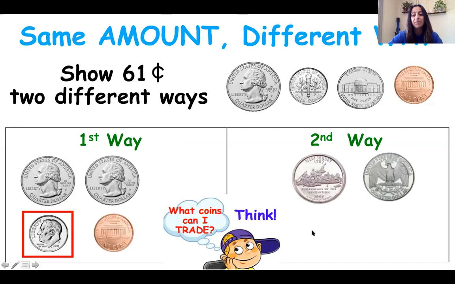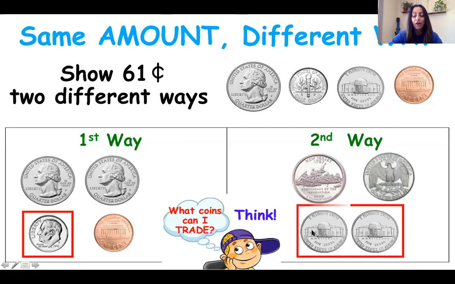So over here, instead of a dime, I'm gonna take 1 nickel and 2 nickels because that together equals the same thing as this dime. This is 5 cents and 10 cents, and this is also 10 cents. So I only traded this dime for 2 nickels. Now I still need a penny to finish me off, so let me also put a penny on this side. Now I'm gonna count my second way to make sure it equals 61 cents. 25 cents, 50 cents, 55 cents, 60 cents, 61 cents. Nice job. So we showed 61 cents in 2 different ways by trading a dime for 2 nickels.